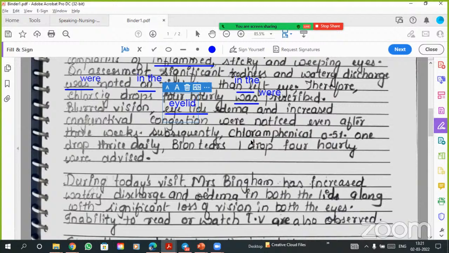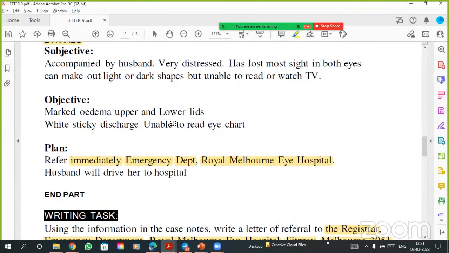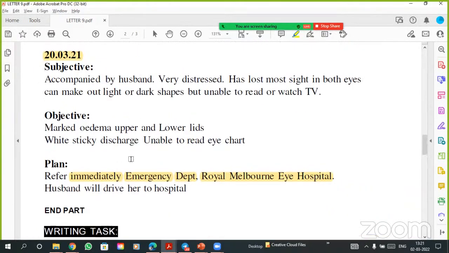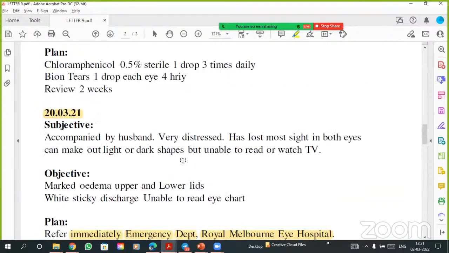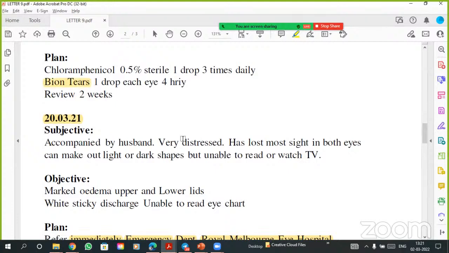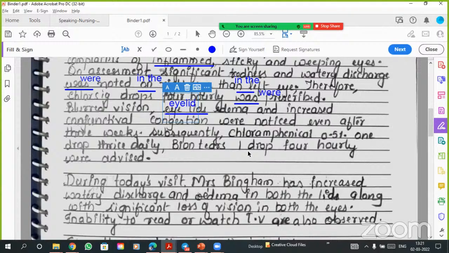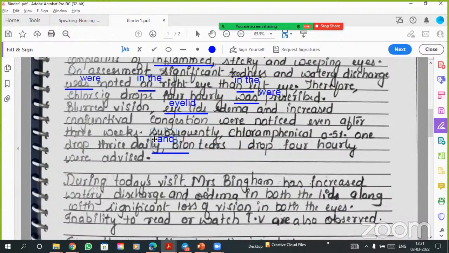Subsequently, chloramphenicol one drop thrice daily, comma, Beyond Tears, capital letter, one drop 4 hourly were advised. Here, why did you not write and? Two things are there, so you should have written and. Chloramphenicol one drop thrice daily and Beyond Tears one drop 4 hourly were advised.